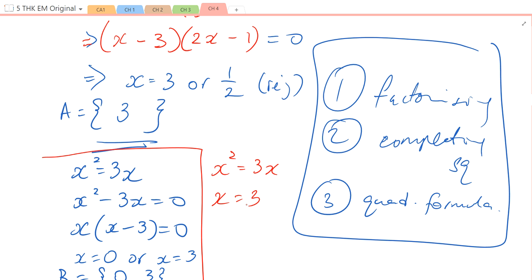I divide by x, ma? Both sides are divided by x. What's wrong with it? Right? I've got the answer. X equals to 3. Yeah, I saw it over here also. What's the problem? So what's wrong with dividing by x on both sides?